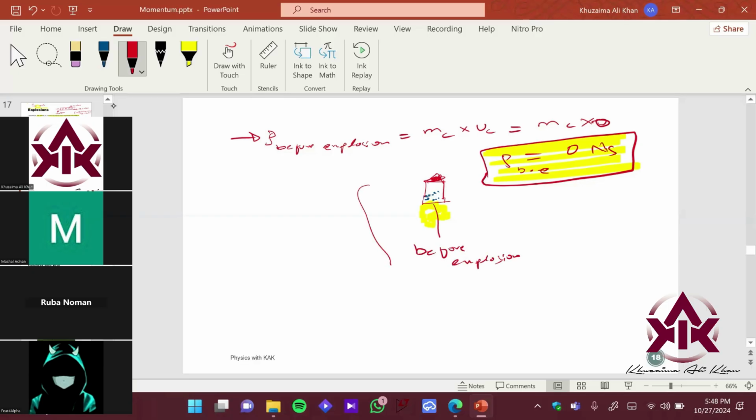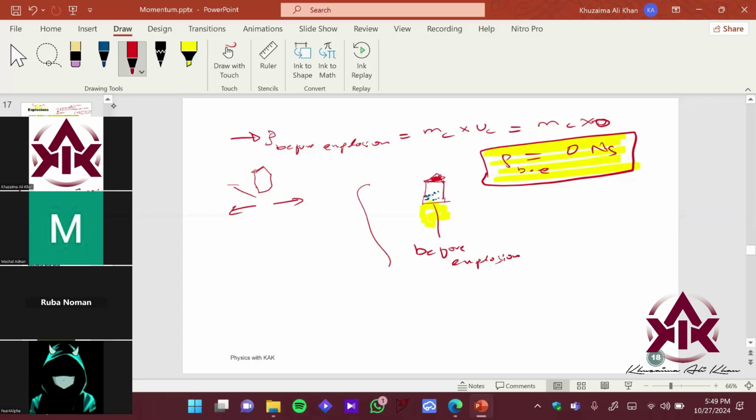Now let's see what happens after explosion. Imagine these are the chemicals. One chemical is going in this direction, the other chemical is going in this direction, right? And this is the rocket, which was carrying the chemicals. And now the chemicals are starting to spread apart.